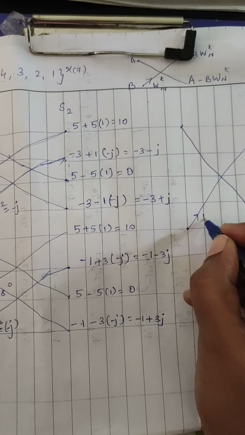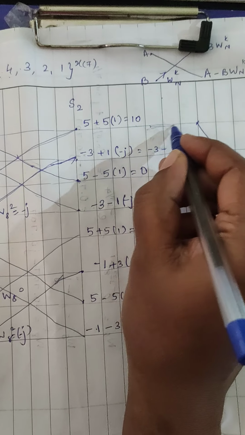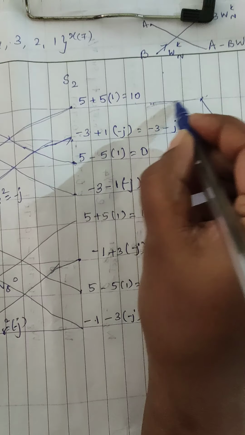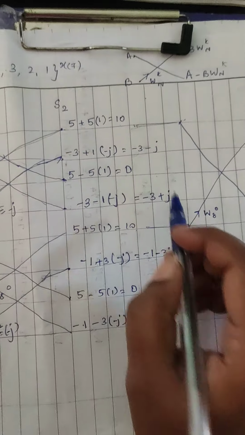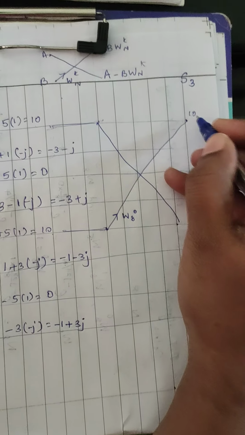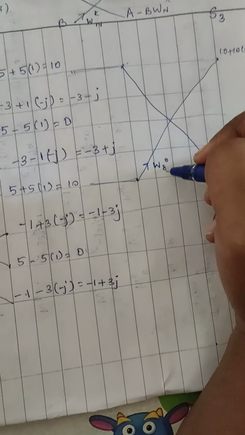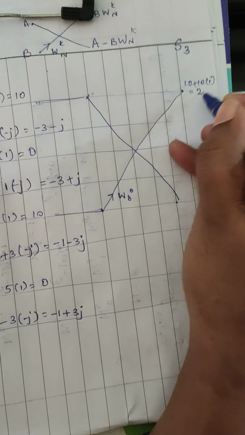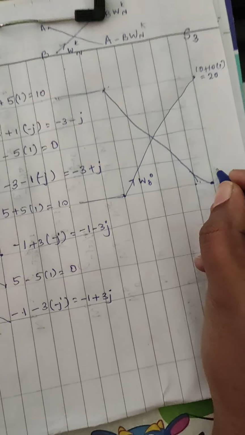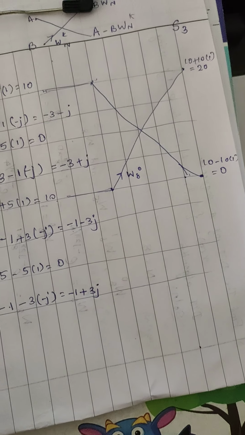So now this is stage 3, w8 power 0. Here the input is 10. So what is this output? A plus b. So 10 plus 10, since the twiddle factor w8 power 0 is 1, so 10 plus 10 is 20. Similarly, what is the output here? In this case it is 10 minus 10 into 1, that is equal to 0.